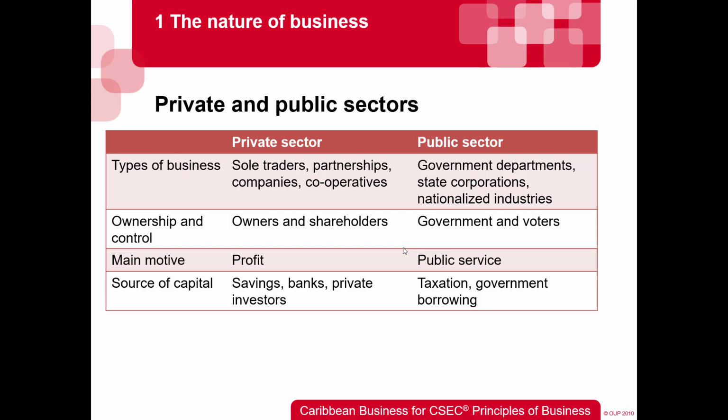Source of capital for the private sector, again: you can go to a bank, savings, investors, family, friends, stock markets, those kinds of things. Public sector: the main sources of funding would be taxation, the taxpayers, and the government going out and actually borrowing money from other entities. Okay, so that's basically it. That's all you need to know for private and public sectors. It's very simple, very straightforward, very surface level, as I said. So let's move on to some more information on this topic.